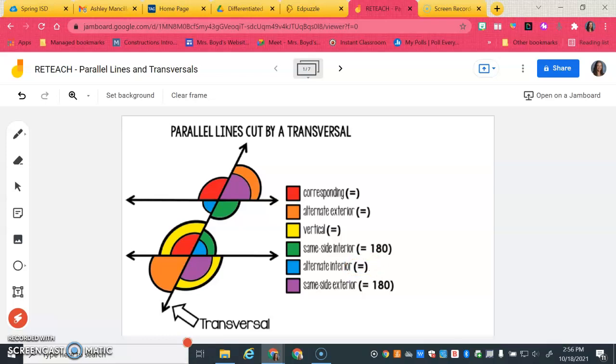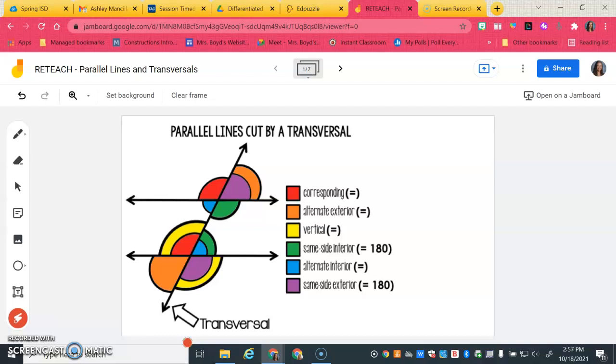And then our last pair that we looked at were same side exterior angles. Those are our purple ones. They're on the outside of the parallel lines, and they're on the same side of the transversal. So these are both on the right. One of them is acute and one of them is obtuse. That makes them supplementary. That means they add up to 180 with each other. So this is a rundown of our parallel lines cut by a transversal.